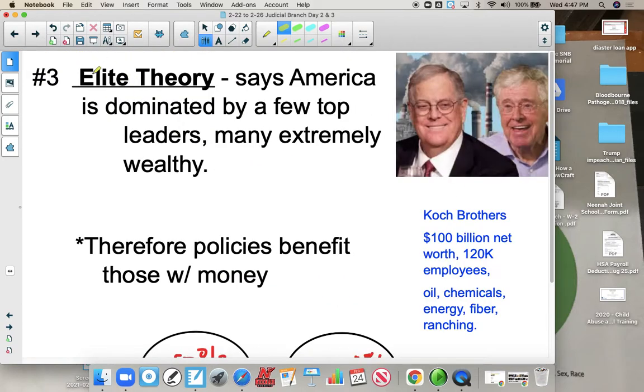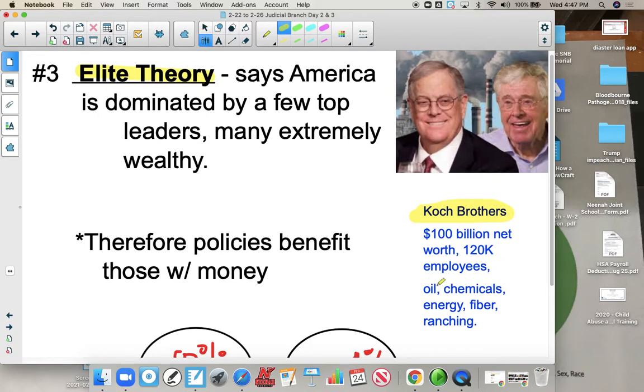Point number 3, elite theory. This says that America is dominated by a few top leaders, mainly the extremely wealthy. A great example would be the Koch brothers. These guys alone owned many, many industries: oil, chemical, energy, fiber, ranching, even Georgia Pacific, which you might know is a paper company connected to Wisconsin. They have a net worth of $100 billion with a B, and they employ 120,000 people. That is more people than the Fox Valley has. That's pretty impressive. These people are extremely powerful because of all that they have.